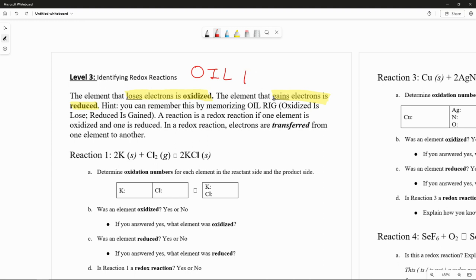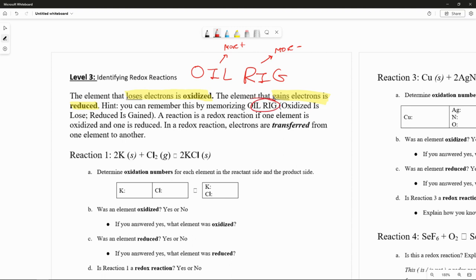There's a very helpful acronym called OIL RIG. OIL RIG says oxidation is losing electrons, and reduction is gaining electrons. So for oxidation, if you're losing electrons, you're going to be more positive, and for reduction, since you're gaining electrons, you're going to be more negative. So yep, this OIL RIG right here.